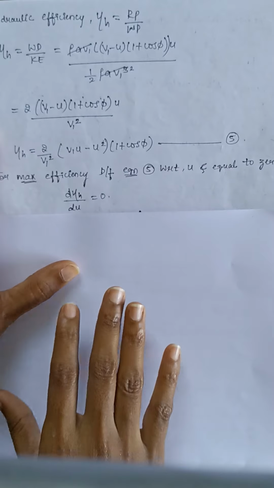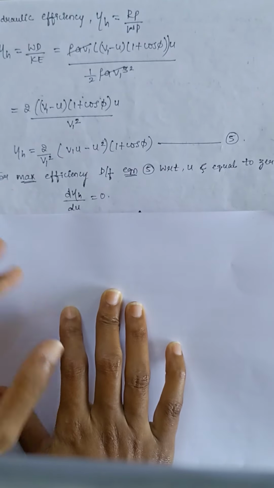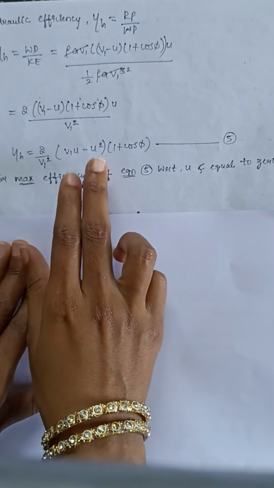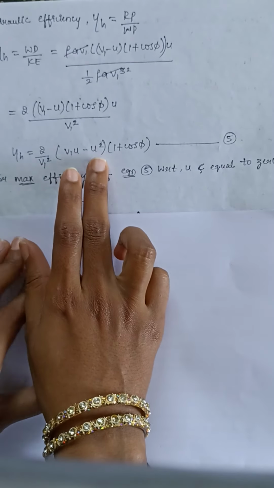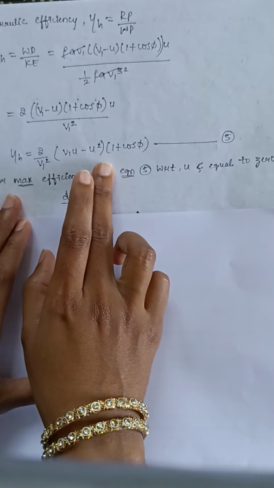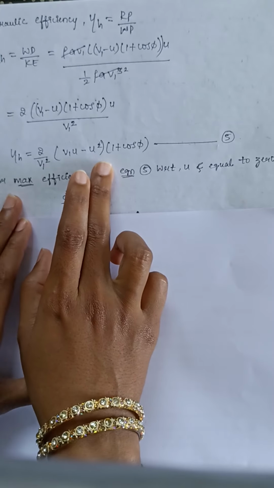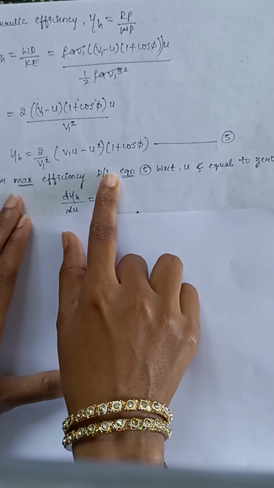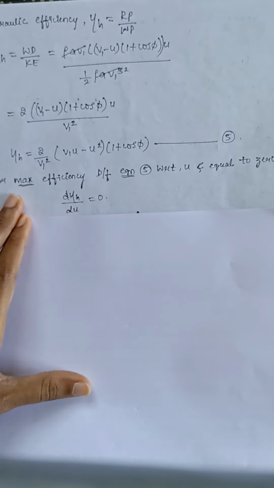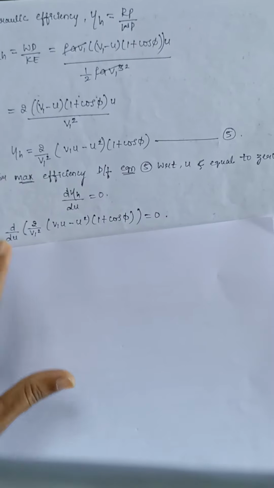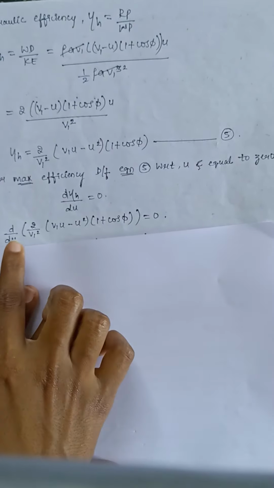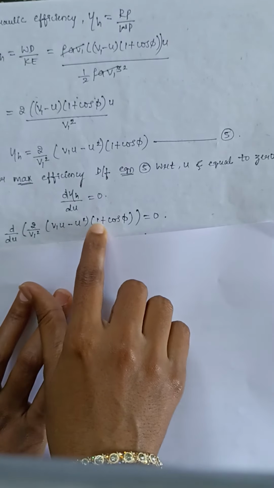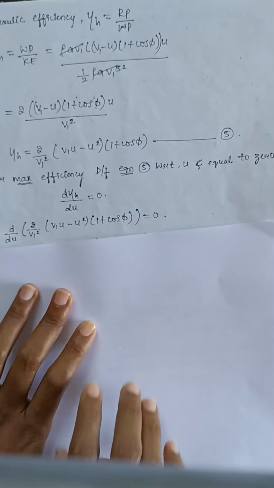But now, as we are deriving for the maximum efficiency, we need to differentiate this equation with respect to U, and at the same time the differentiation of hydraulic efficiency with respect to U will be kept as 0. So, after differentiating, we need to equate our equation to 0. Let us start differentiating it. Differentiation of the above equation will be written as d by dU of 2 by V1 square into (V1 U minus U square) into (1 plus cos phi) is equal to 0.